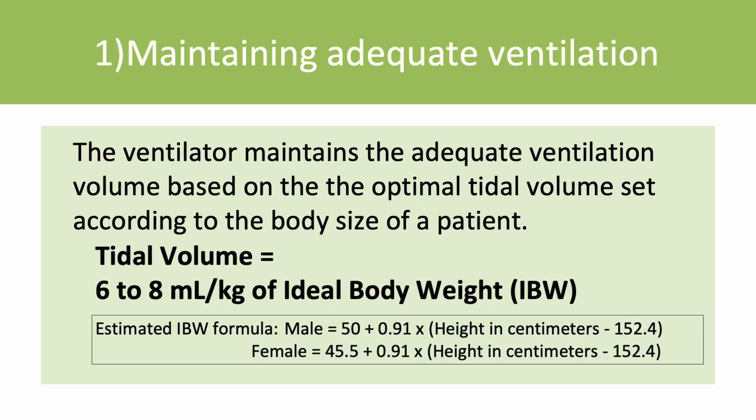First, the ventilator maintains adequate ventilation. The volume of ventilation, which is important for breathing, must be appropriate for the individual patient's physique. The optimal tidal volume for a patient on the ventilator is considered to be 6 to 8 milliliters per kilogram of body weight. The reason for using ideal body weight in the calculation is because the lung size is dependent on the height of a patient. In this way, the adequate amount of ventilation can be given to the patient by using a ventilator.